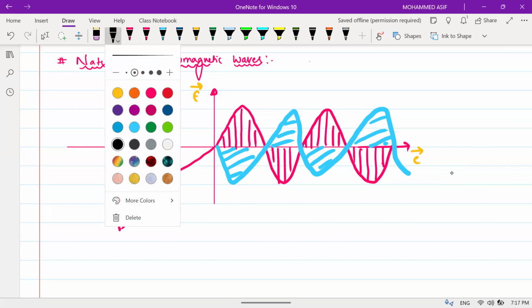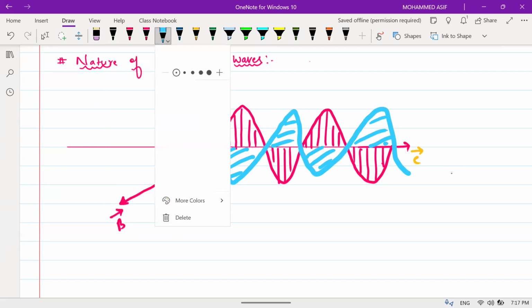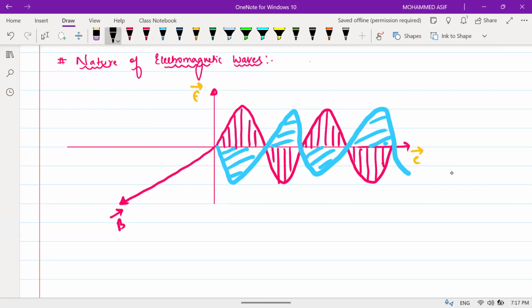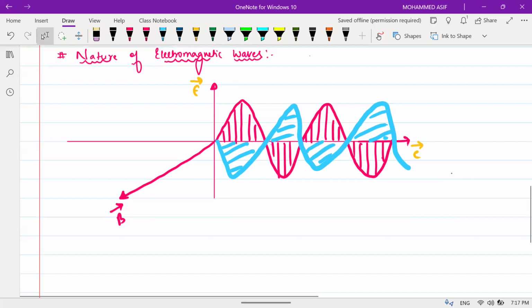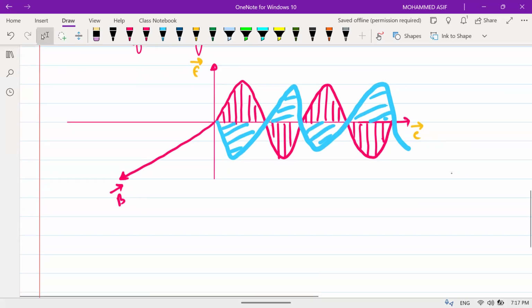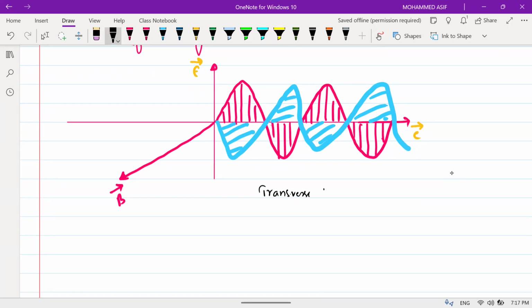So what is the nature of this light, beta? The speed of propagation of light is always along the x-axis, beta. The magnetic field is along your z-axis. The electric field is along your y-axis. What is the nature of this wave? You need to remember, transverse nature. The nature of the electromagnetic wave is what for me? Transverse nature. Am I clear?